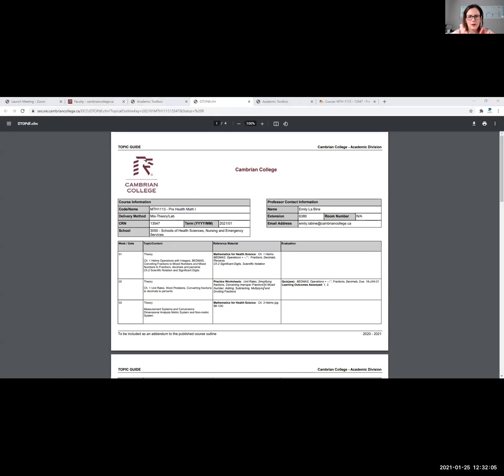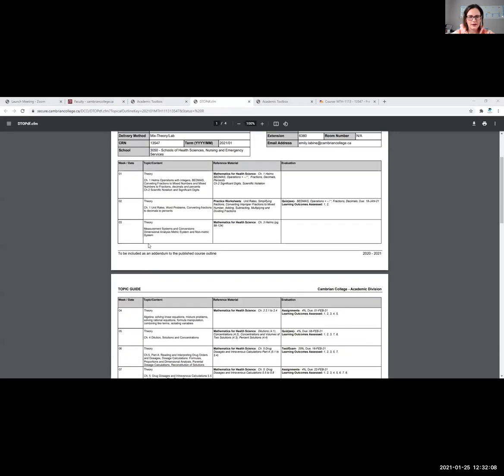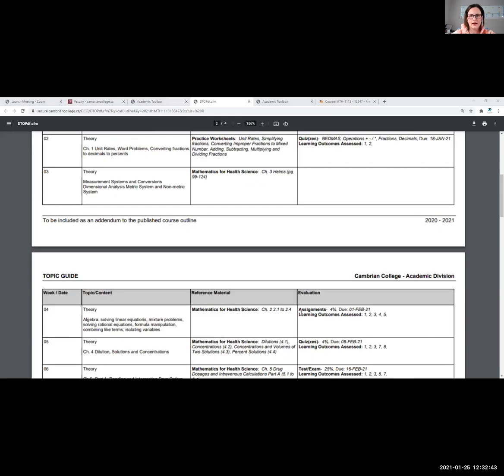I can actually view week by week what Miss Labine or Emily Labine is planning on covering with the class, right? So this is week 3, and today we're planning on covering measurement systems and conversion, dimensional analysis, metric system, and non-metric system. So the resources that you can use are chapter 3, page 99 to 124. And will there be any evaluations this week? That's a negative, right? So can you see what I'm sharing with you? I hope you can. I hope you're looking at the same document as I am.